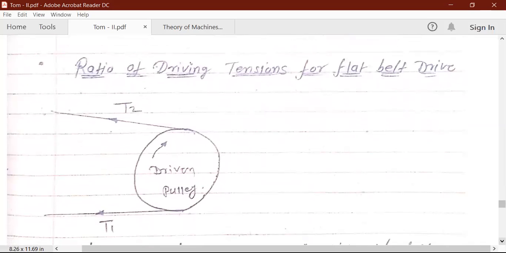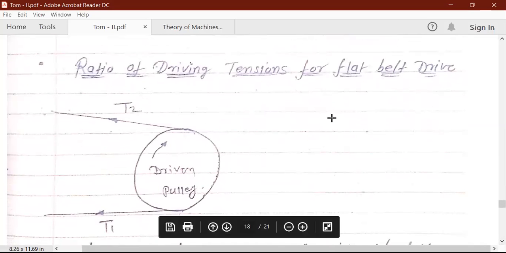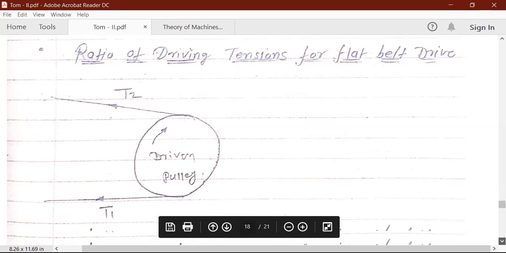In order to calculate this ratio of driving tensions, that is T1 upon T2, it can be found with the help of this pulley. Here is one pulley rotating in the clockwise direction, and this is the slack side having tension T2. This is the tight side having tension T1. Generally, your diagram looks like this because the tight side will be flattened, but your slack side will have some angle.